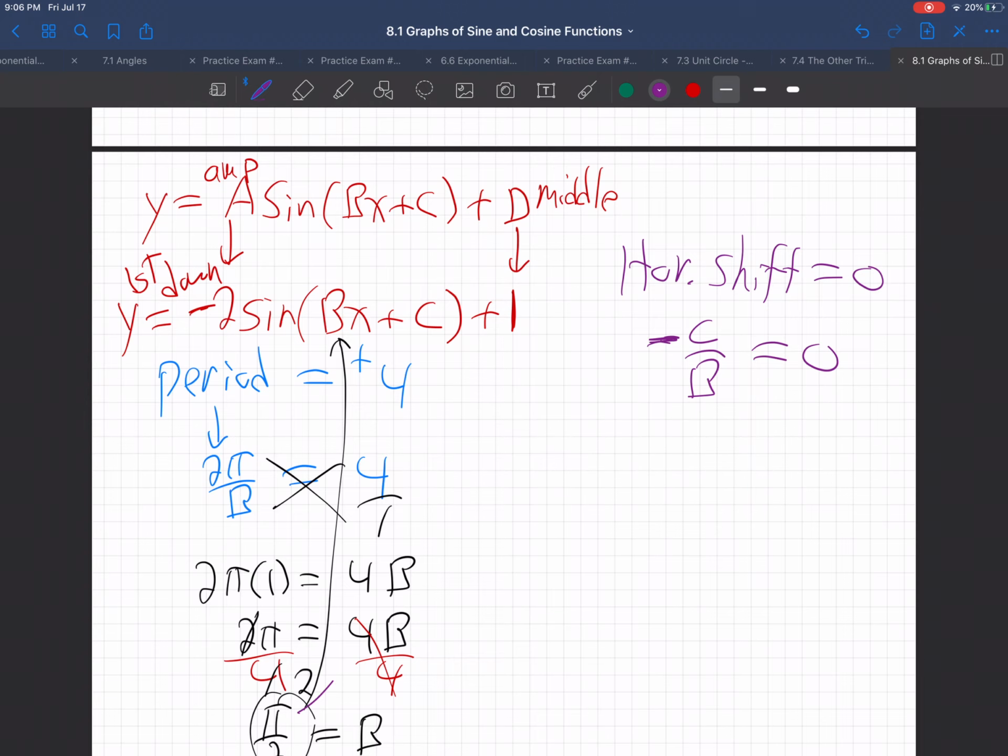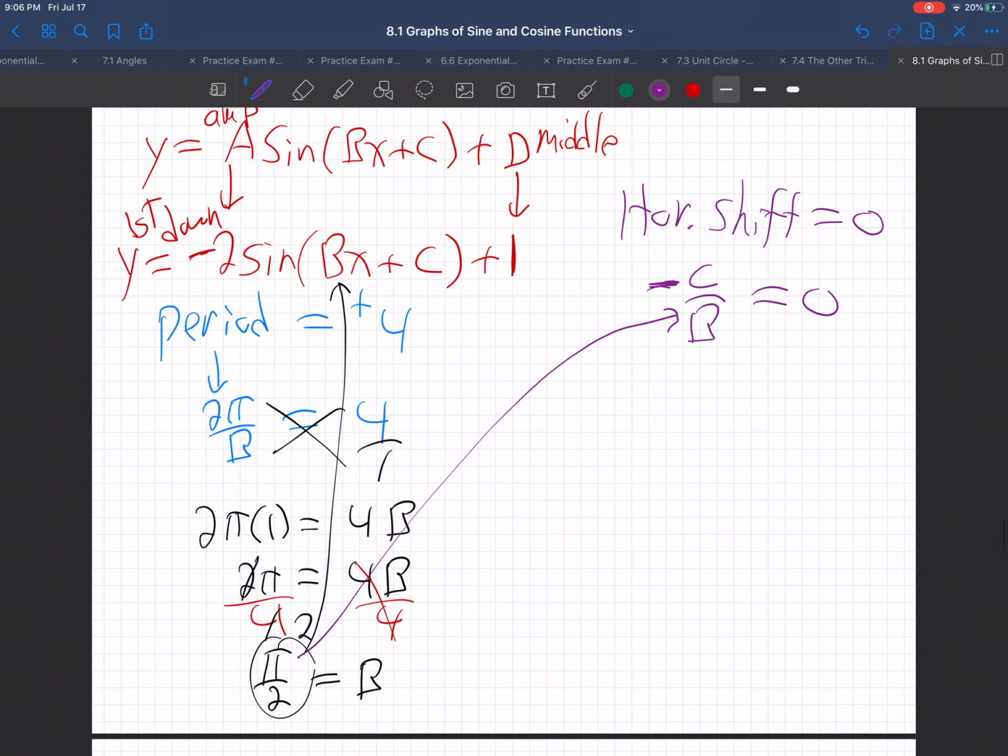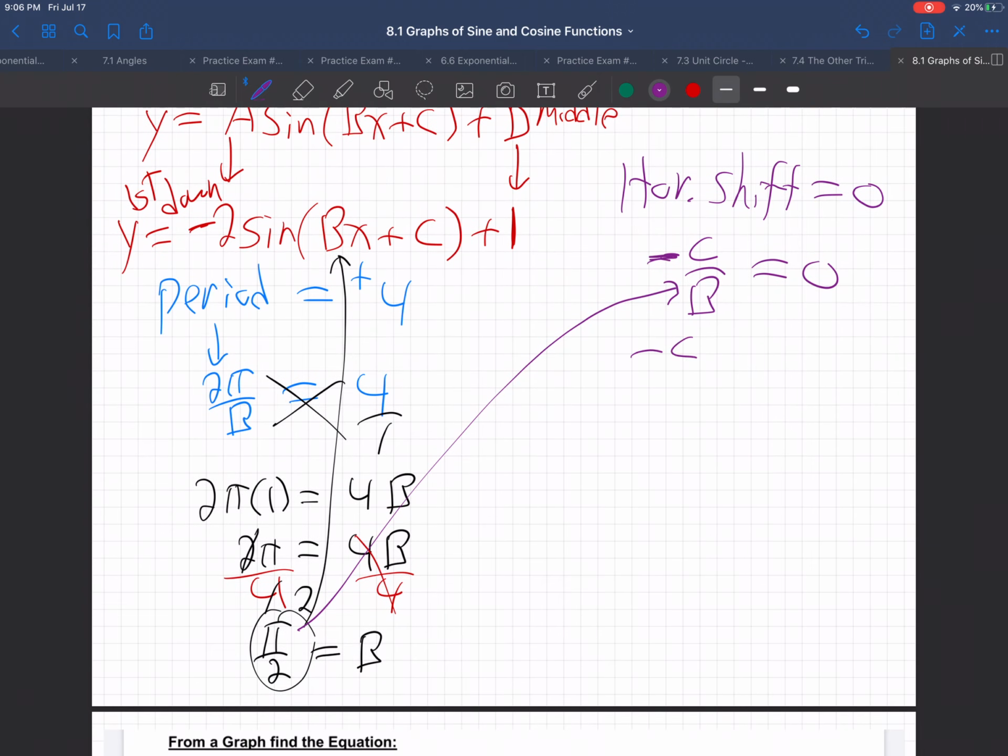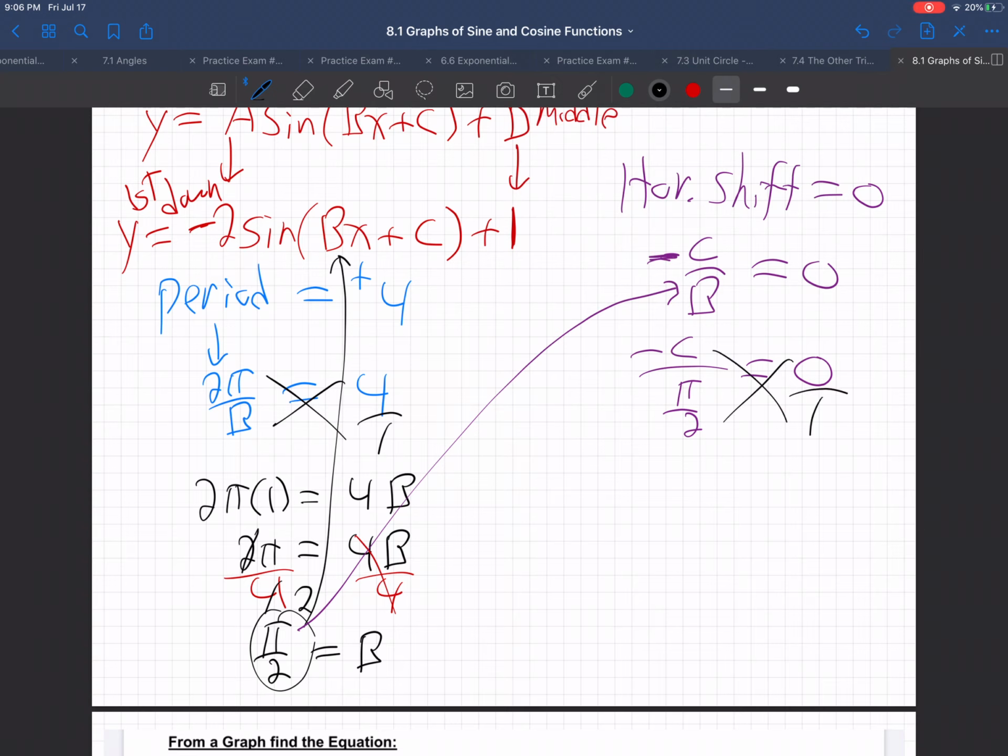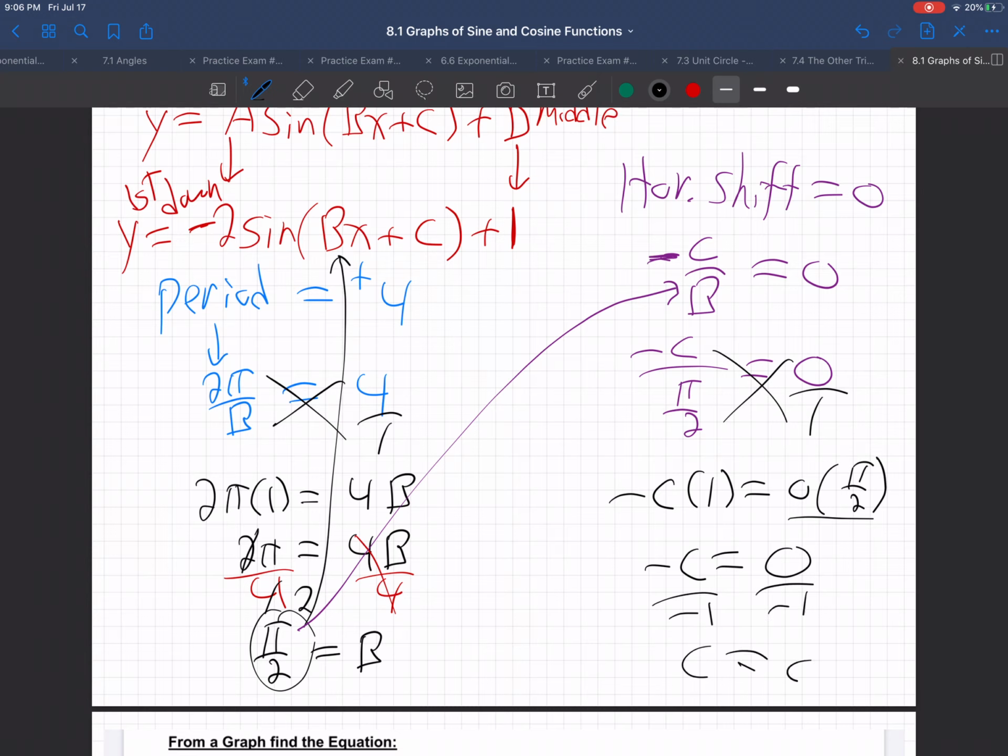And we know what b is right there. B is pi over 2. So we get -c over pi over 2 is 0. So now we can solve this. Put this over 1, diagonal. Minus c times 1 is 0 times pi over 2. Minus c times 1 is just minus c. 0 times anything is 0. Divide by -1. C is just 0. And that's always the case. When you have no horizontal shift, c is going to end up being 0.